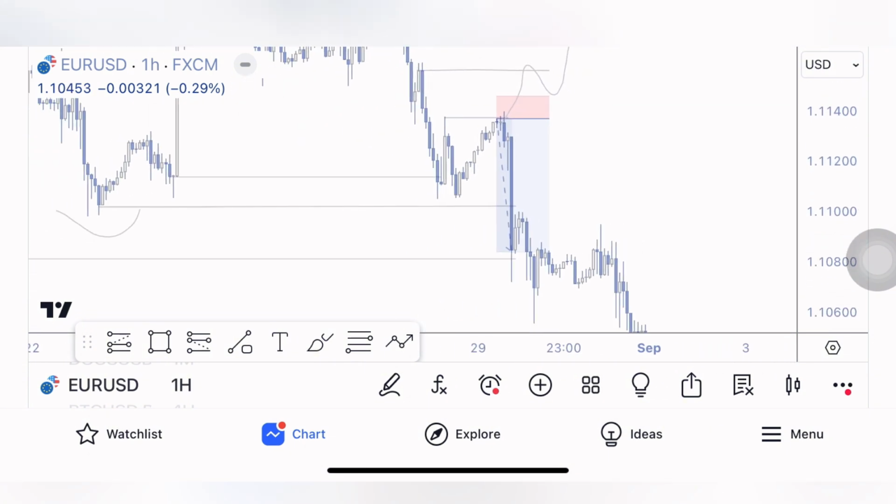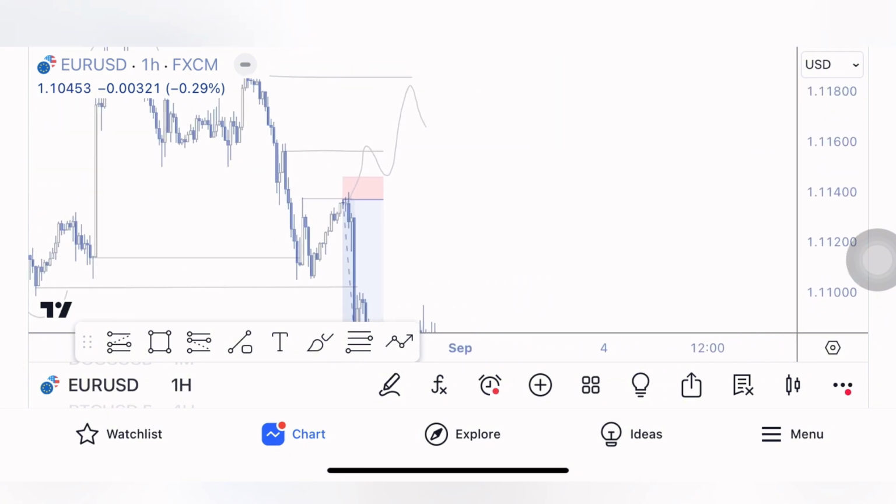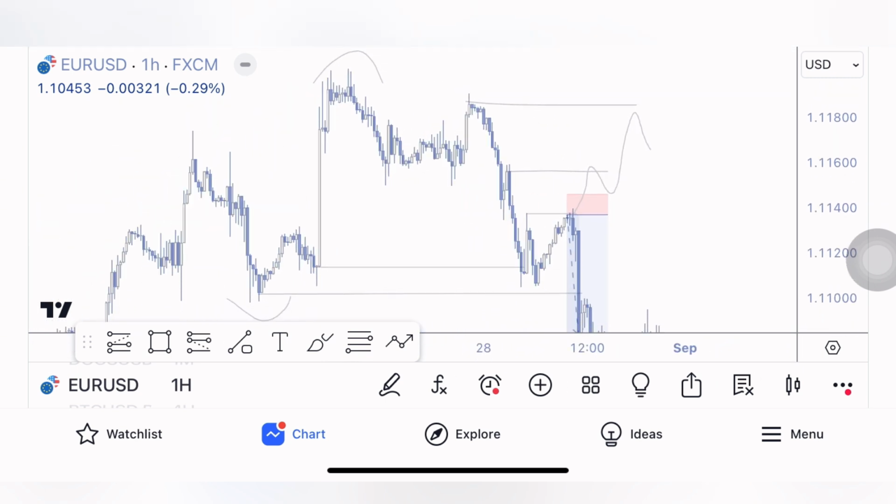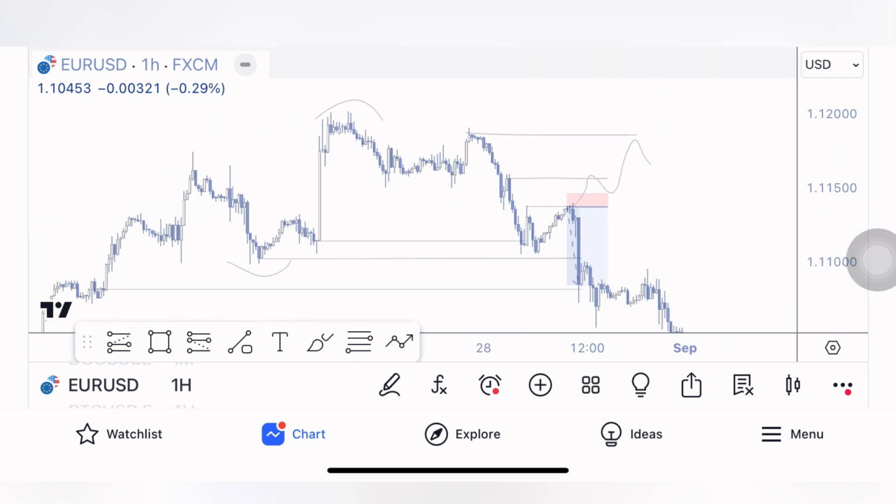So that is just how I was able to take this trade and change my bias to be with the momentum of the market and not trying to fight against it.